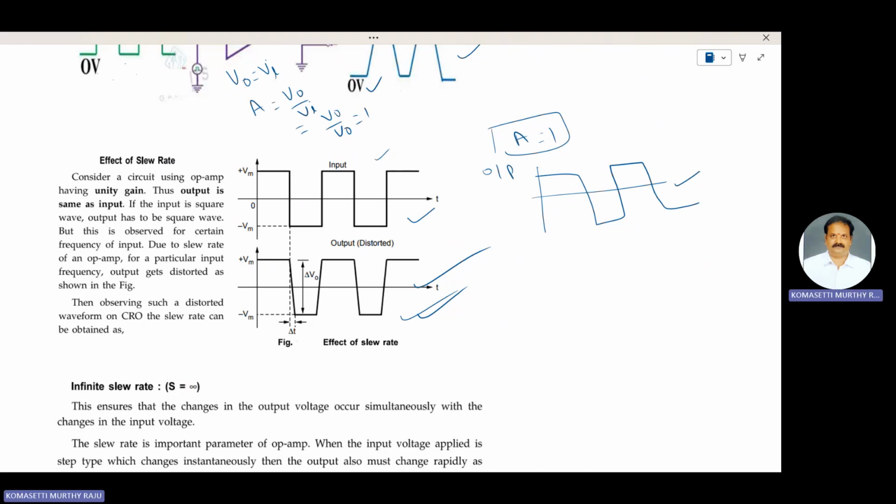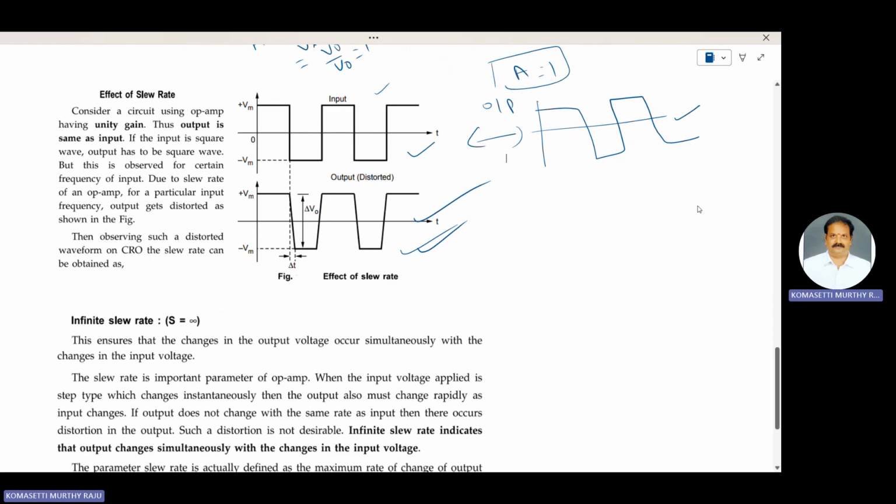Up to certain frequencies, the changes in the output voltage occur simultaneously with the changes in the input voltage. At a particular frequency, the output does not change at the same rate as the input. Then distortion occurs in the output.